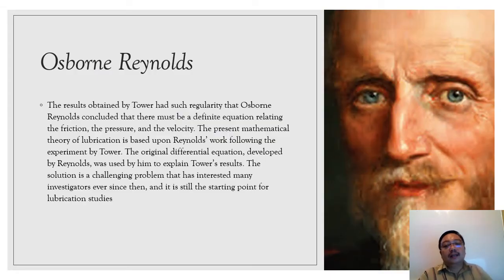So, Osborne Reynolds. The results obtained by Tower had such regularity that Osborne Reynolds concluded that there must be a definite equation relating the friction, the pressure and the velocity. Osborne Reynolds and Beauchamp Tower lived in the same era. They were both scientists living in the same era and same generation, so they used each other's findings.